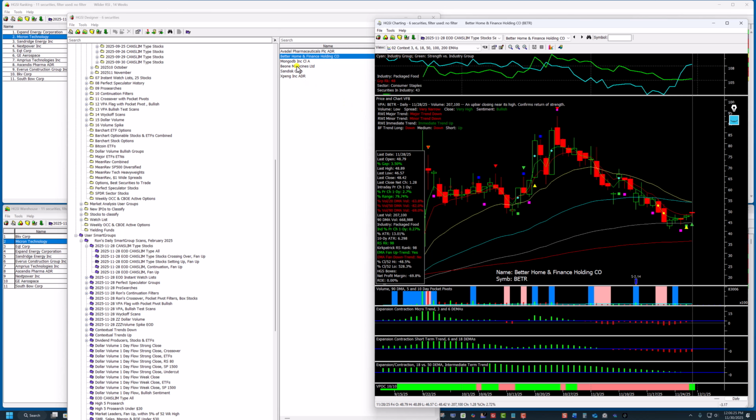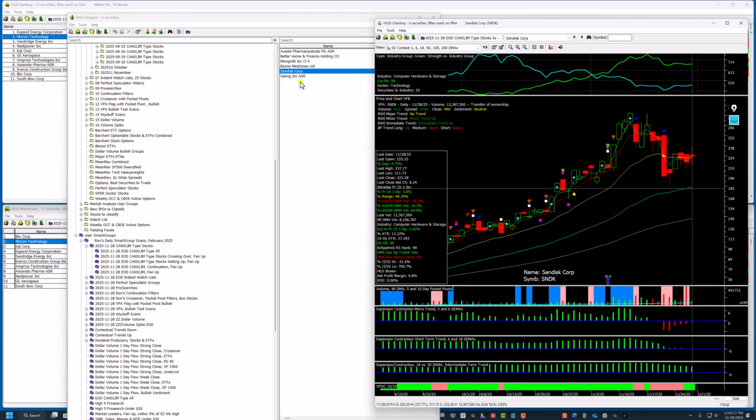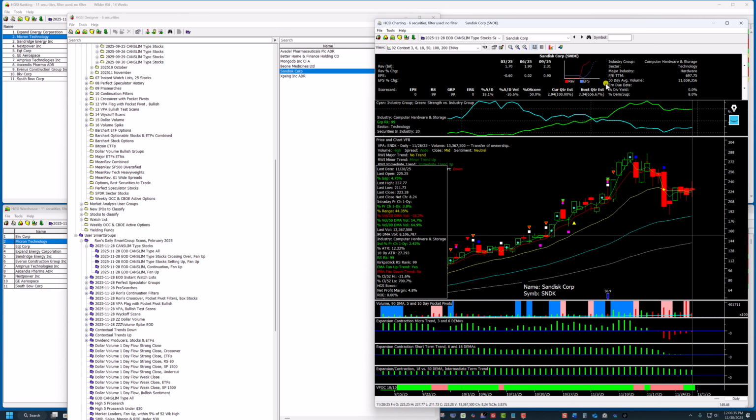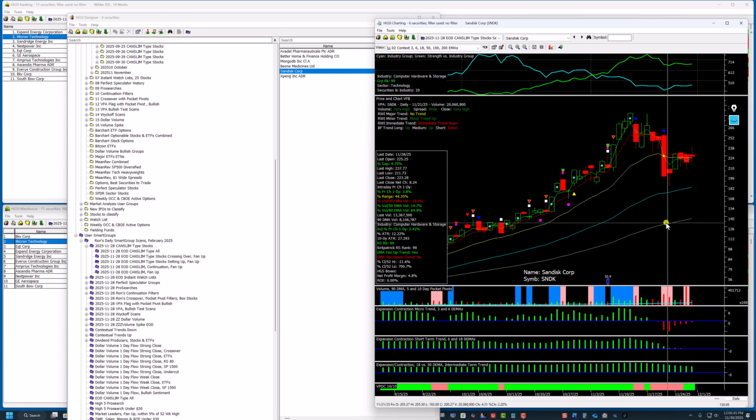How about SanDisk? Okay, looks like it's performing along with this group. Both of these are flat. Not much earnings information in here yet, but it passed the filter, so no 200-day.